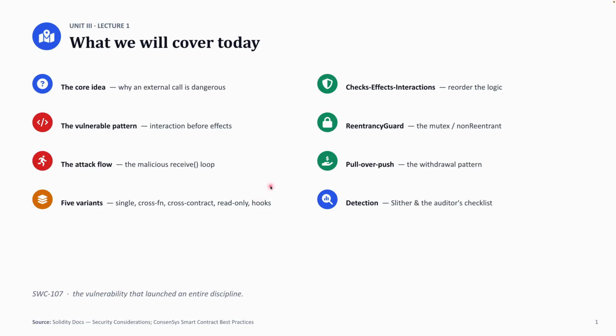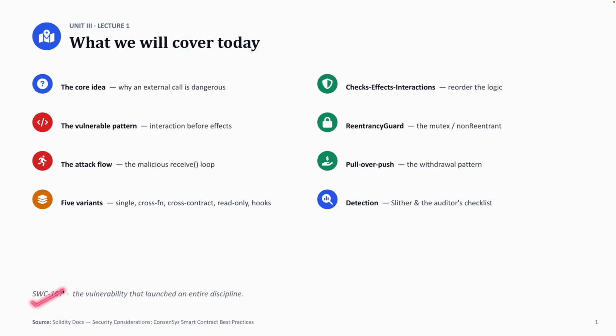and hooks based reentrancy. And then, we are going to look at the defense mechanisms starting from the check effects interactions pattern, or in short CEI, then reentrancy guard, thirdly pull over push, and at last the detection of reentrancy, which can be identified using Slither and the auditor's checklist.